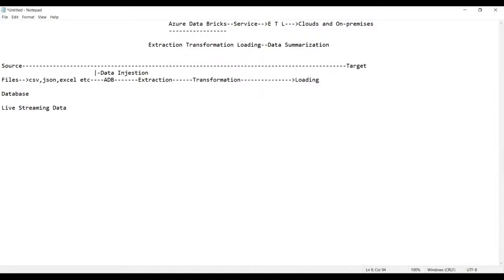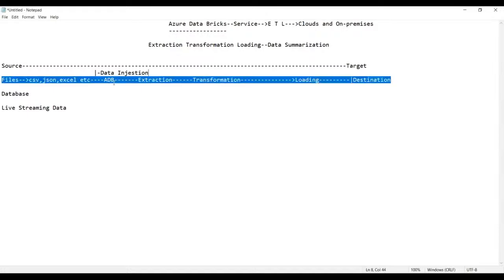We perform loading. So now all together, loading where? Loading the data into the target. That is called the destination. Destination or target. Getting my point? So this is how we can make it out using this.